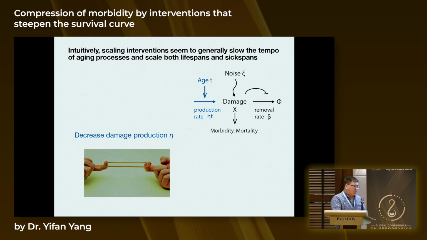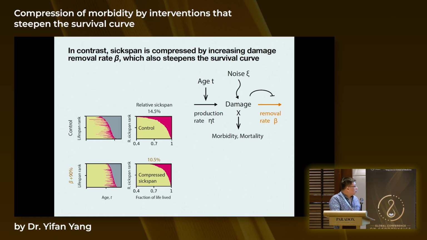This is relatively easy to understand because in our model, the only place where age enters is in damage production. So if you change the effect of age, it's like you're stretching a rubber band. You're stretching both the lifespan and the sixspan. That's why the relative sixspan is roughly the same. In contrast, if you increase the damage removal rate, what you get on the bottom left is the steeper survival curve, as you've seen before, but you can also notice that the sixspan is compressed, reduced to about 10.5%, given the same magnitude of lifespan increases.